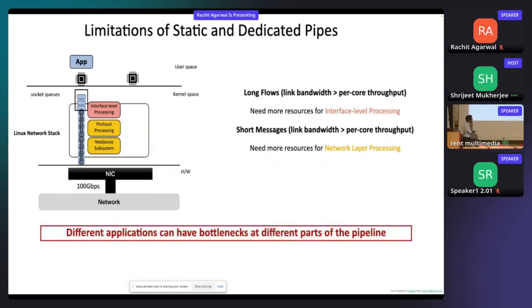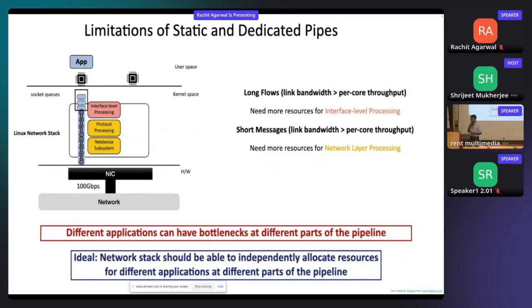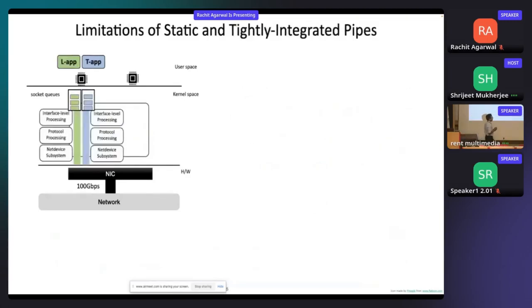So different applications have bottlenecks at different parts of the pipeline, not very surprising, and ideally we should be able to scale resources given to any specific part of the pipeline. Okay, so now in this particular experiment, I'm going to show you a different problem. So here I have two applications running on this core. Yes? Okay, so they both are doing the same thing.